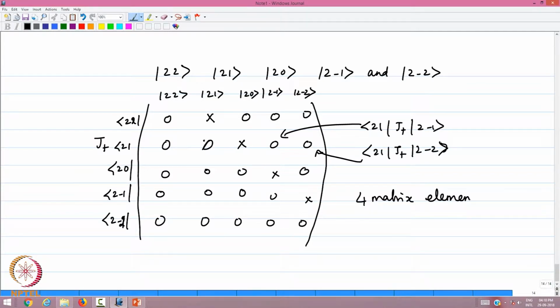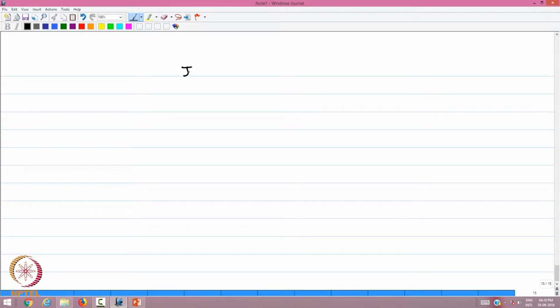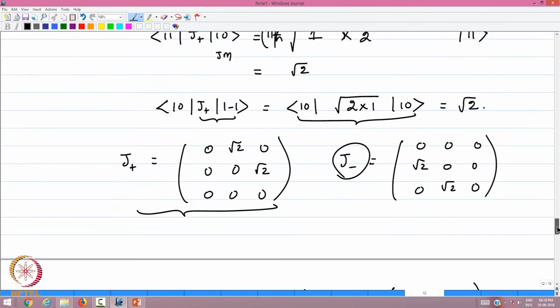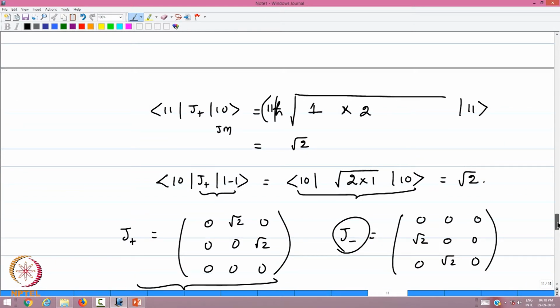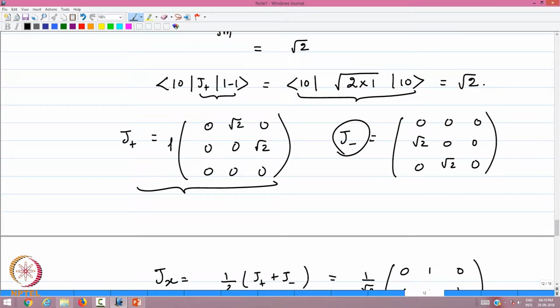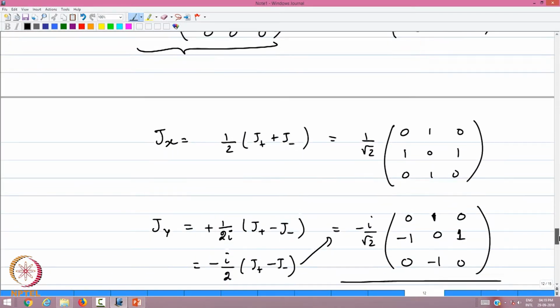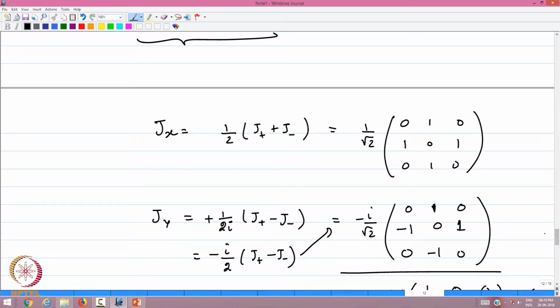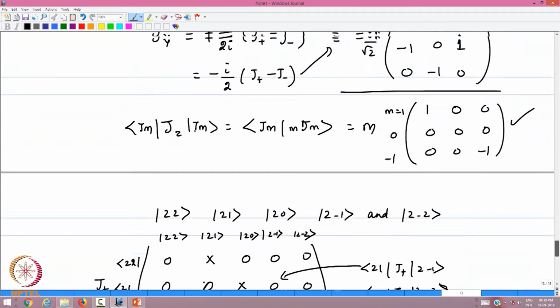You have to use the same formula that we had. In the last representation I have omitted the h bar, so you must put the h bar here and you must put the h bar here in the representation of these angular momenta, and likewise this is also h bar by 2 and this is minus i h bar by root 2. Please keep this in mind, sorry.